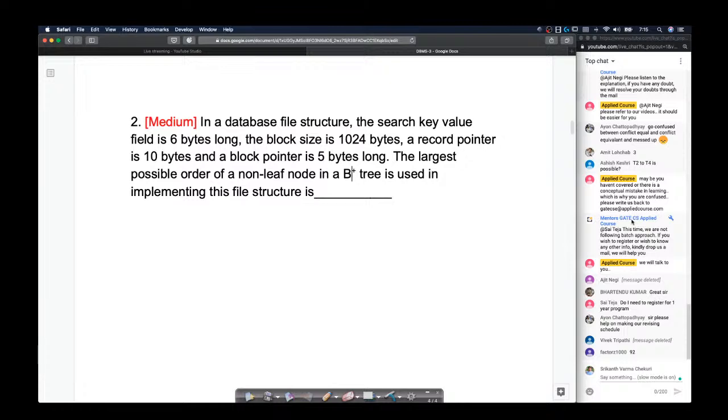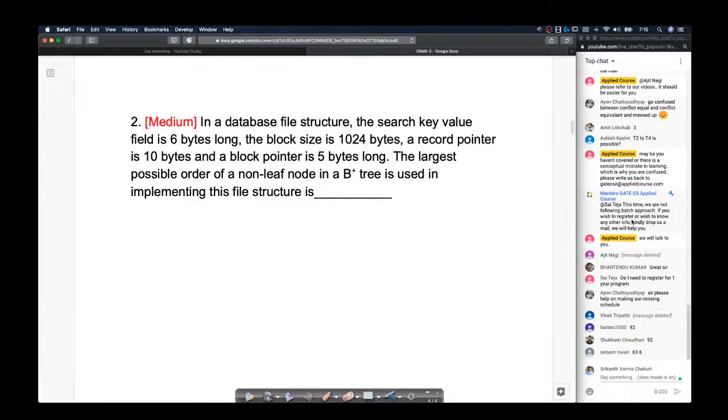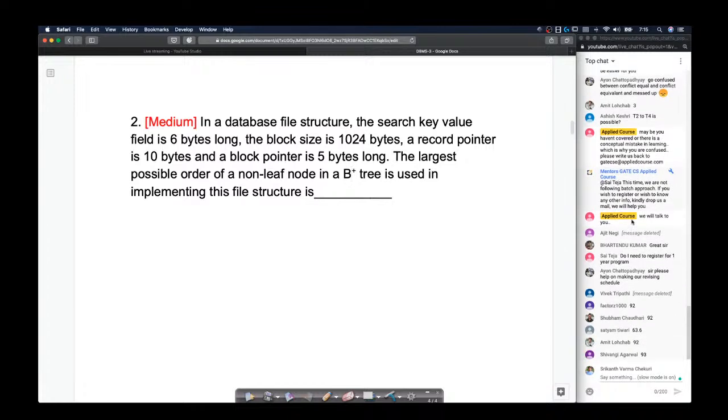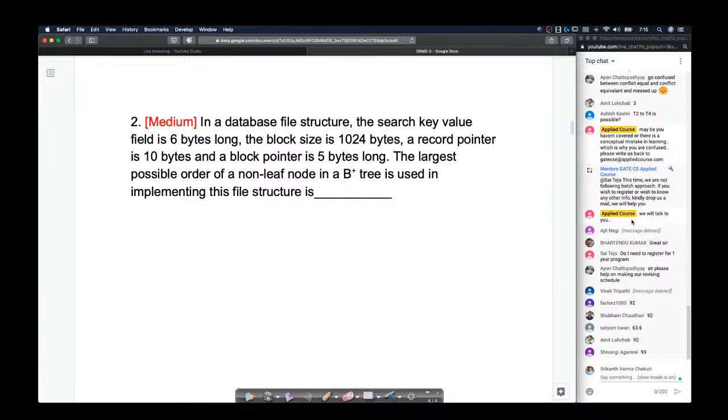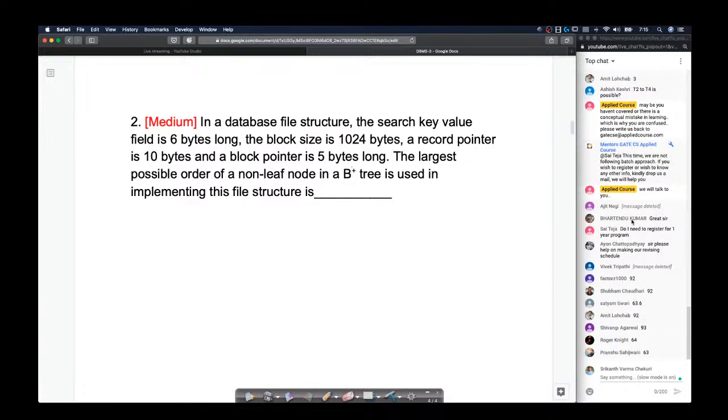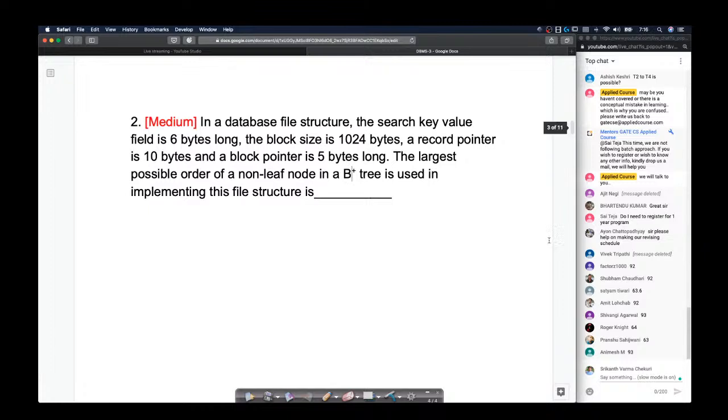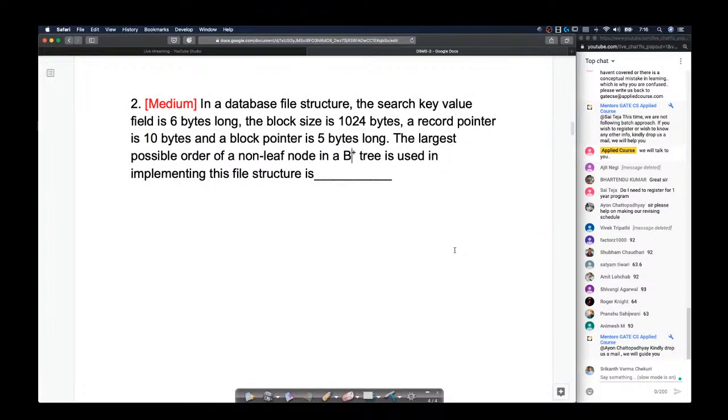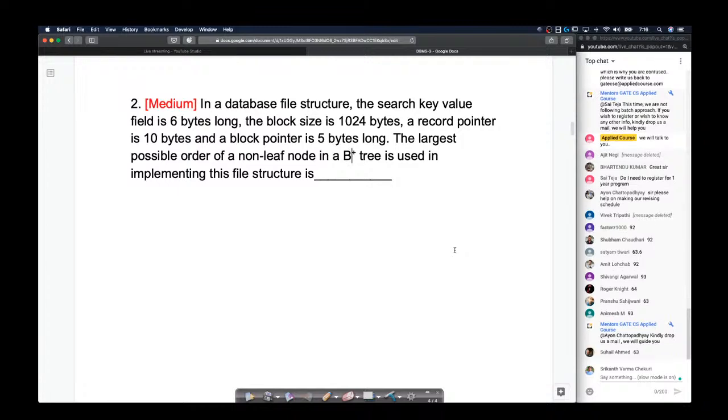Again, this problem, you can easily make silly mistakes. So please be careful with this. It's very easy to make a silly mistake here. So please be very careful. Please try to draw the diagram of a non-leaf node in B plus trees.